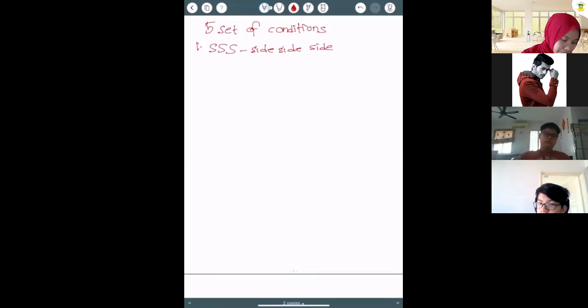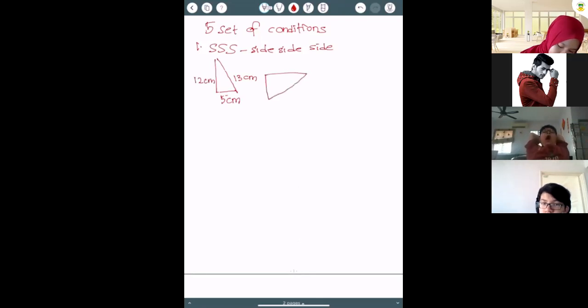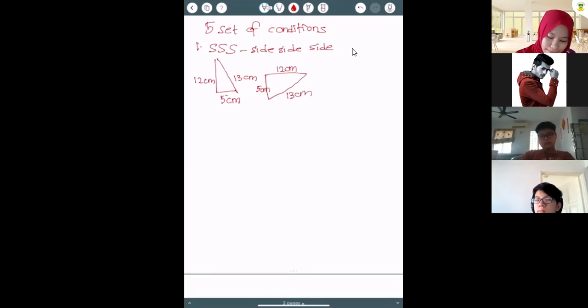For example, you have this one, 5 cm, 13 cm, and 12 cm here. And then this is another triangle, but here 5 cm, here 12 cm, and here 13 cm. Even though their positions are different, when you look at all three side lengths, they are all the same, then you can tell that both triangles are congruent. This is the first rule.